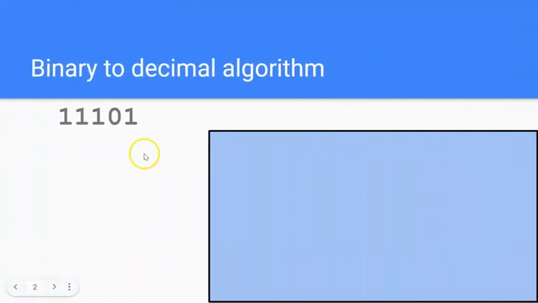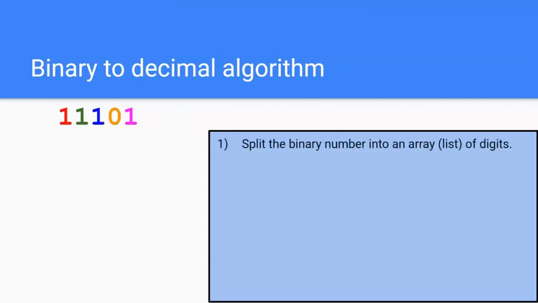First off, we're going to start with a general example of what we did in class yesterday, where we have the binary number of 11101, and how we approached converting that into a decimal number. What we did is we took that number and split it into a bunch of individual digits, because we put each in its own little placeholder.